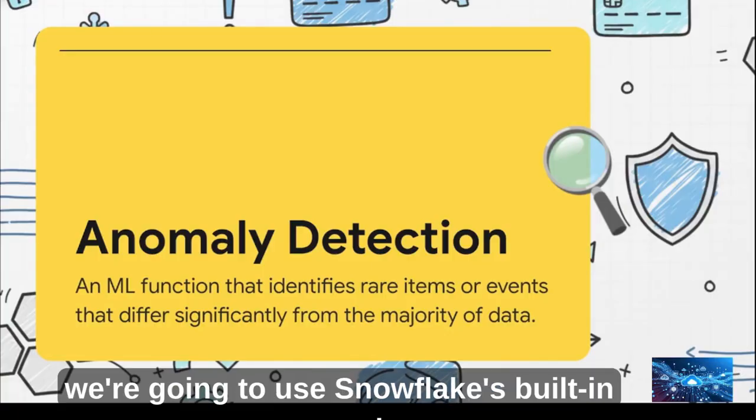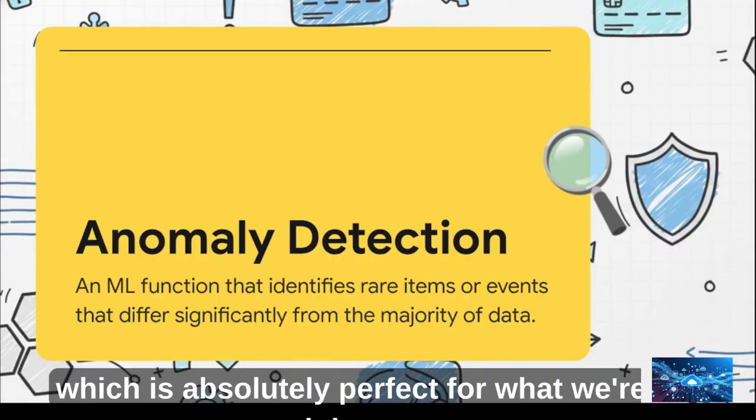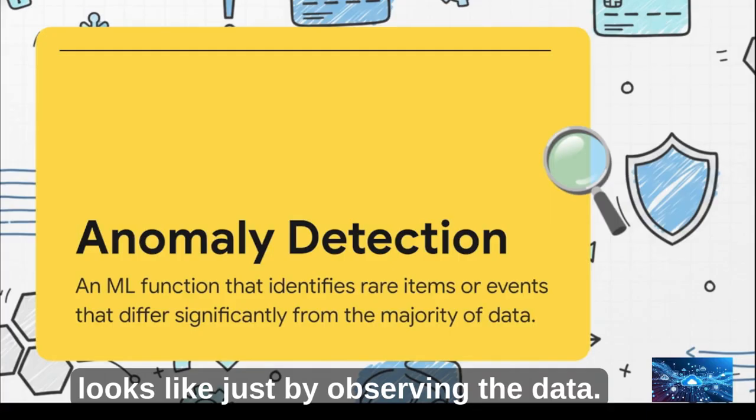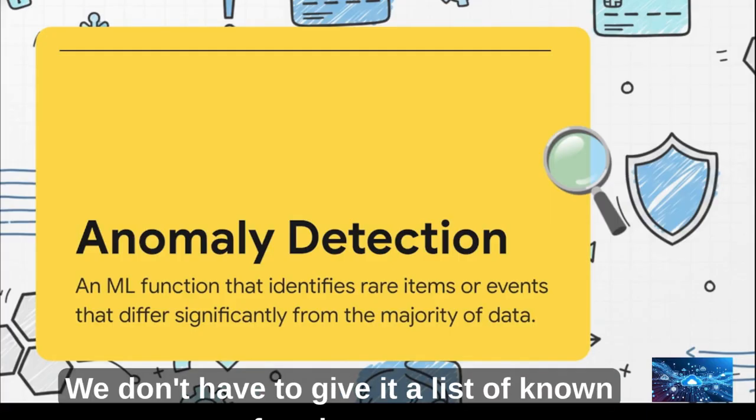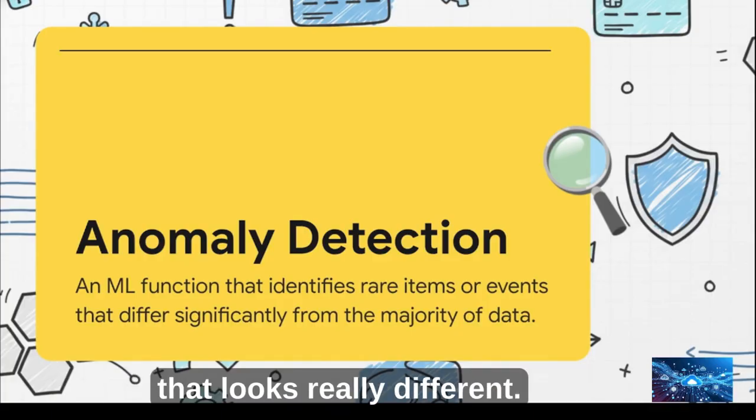For this, we're going to use Snowflake's built-in anomaly detection function. Now, this is a type of unsupervised machine learning, which is absolutely perfect for what we're doing. It means the model basically teaches itself what normal looks like just by observing the data. We don't have to give it a list of known fraud cases. It just figures out the baseline and then flags anything that looks really different.